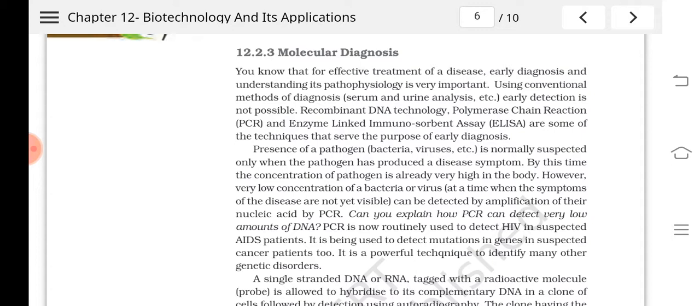First we go for the symptoms, isn't it? If by symptoms it is not curable, then we will go for the serum test, isn't it? Blood test, urine analysis, etc. Understood? So in this case the problem is, by the time you do this, the number of organisms in your body will be very high.